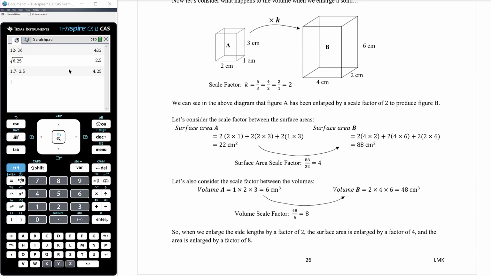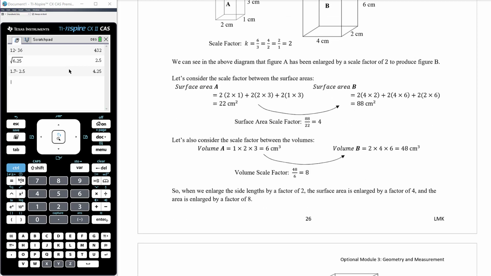So let's calculate the volume of these 2 solids. Volume of A is 1 by 2 by 3, which is 6 centimeters cubed. The volume of B is 2 by 4 by 6, which is 48 centimeters cubed. Okay, and so the volume scale factor is 48 divided by 6. We can see that that has been multiplied by a factor of 8. So 8 is 2 cubed.